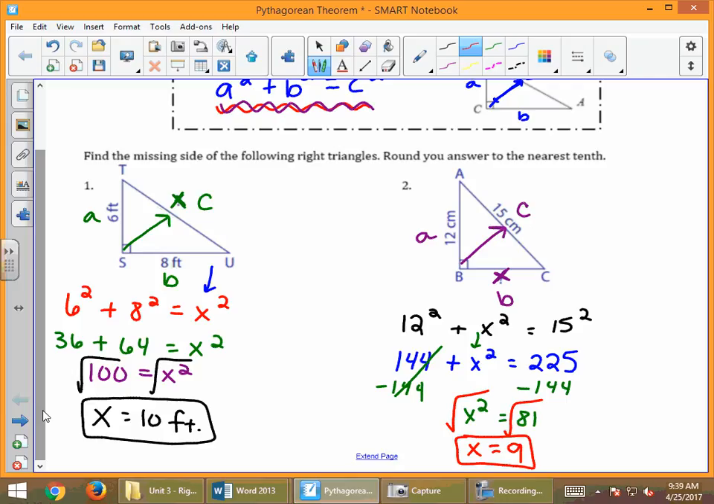You need to pause because I'm going to go ahead and move on to the next example, or feel free to rewatch this section again. I'm going to go ahead and move on. Pause if you need to finish writing anything down.